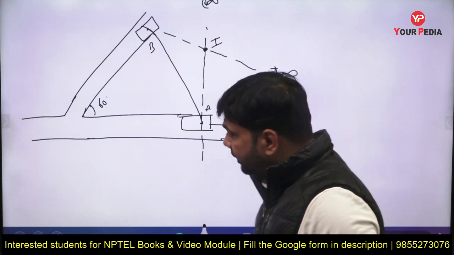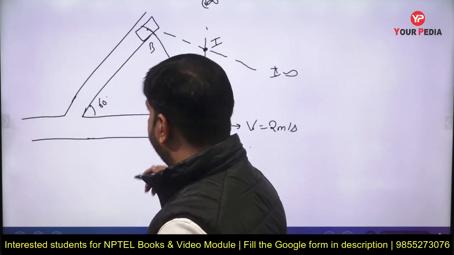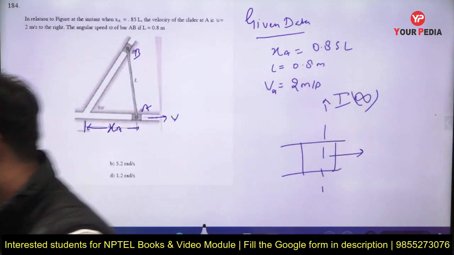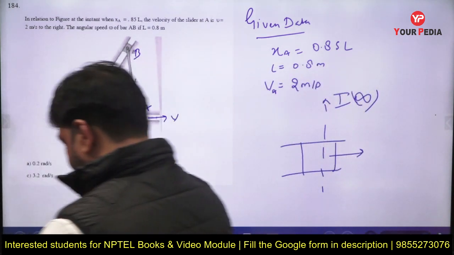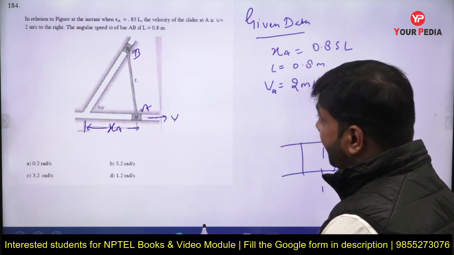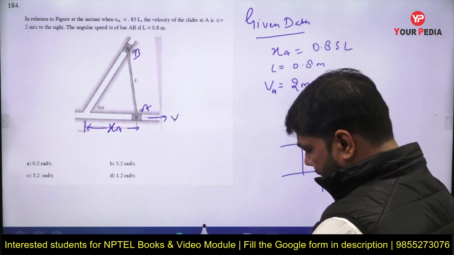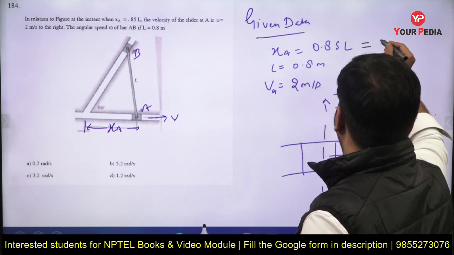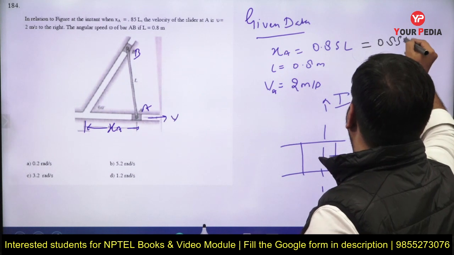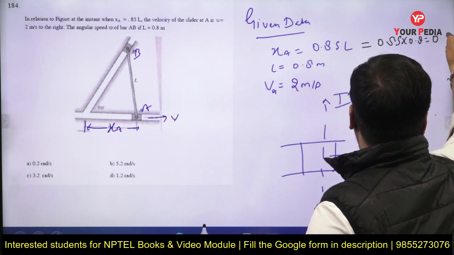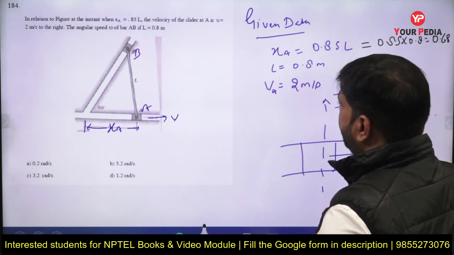So the question now here the 60 degree angle, this is in the previous one you can just see, this is 0.85 multiply by the L. So we can just solve this 0.85 multiply by L and L is again 0.8, that is 0.68. 0.85 multiply by 0.8, that came to be 0.68 meter. Okay.